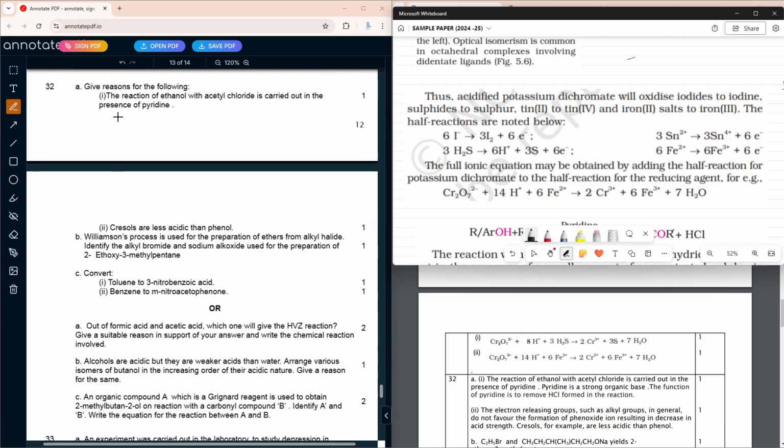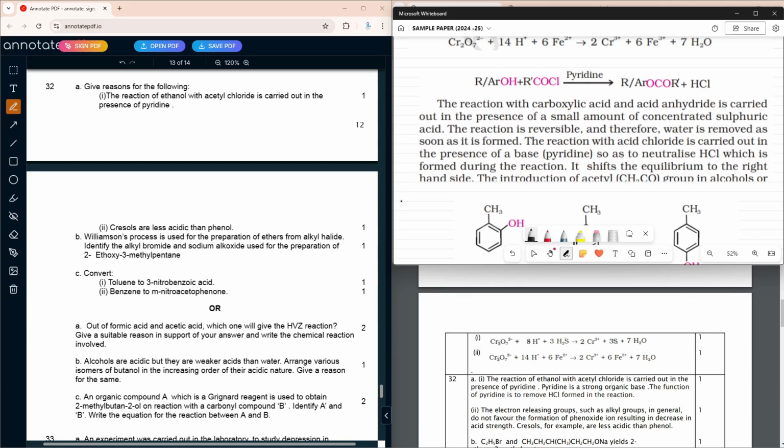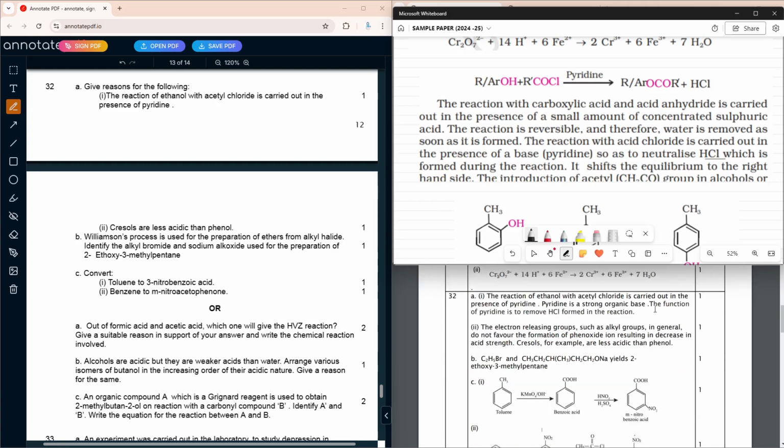Okay, the next question, number 32. Give the reactions for the following. I love organic chemistry, I'm not gonna lie. The reaction of ethanol with acetyl chloride is carried out in the presence of pyridine. This is from the chapter alcohols, phenols, and ethers. This is one of the reactions of ethanol with acetyl chloride, basically an acylation reaction. We need some pyridine because it is carried out in the presence of pyridine, which neutralizes the HCl formed during the reaction. Because it is neutralizing the HCl, the reaction will keep moving in the forward direction. To make sure the equilibrium is constantly in the forward direction, we need the addition of pyridine, and that is what is given here as well.